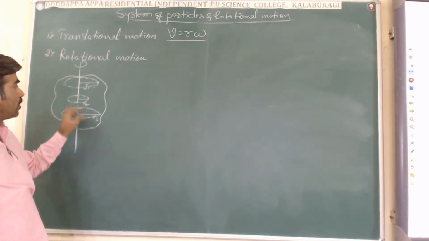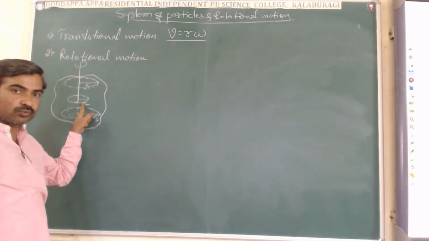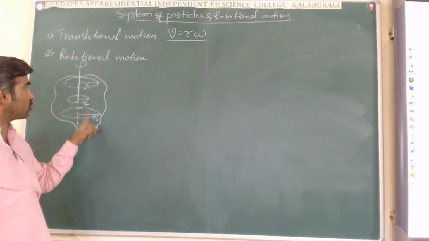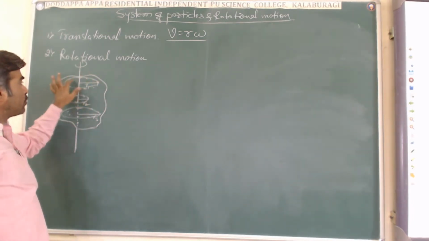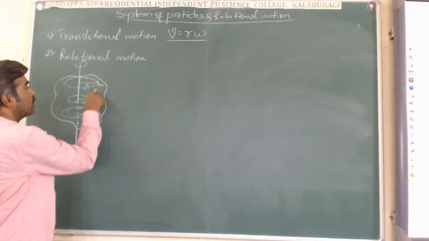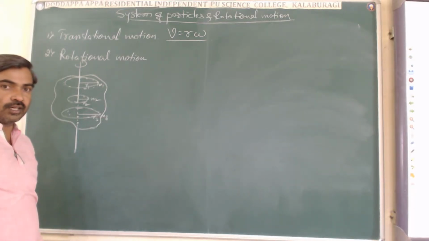Okay, the very nearest particle to the axis of rotation is R2. The farthest particle is R3. Next one is R1. Okay, so these are the position vectors that we are talking about, and of course the masses of the particles may be m1, m2, and m3, like this.